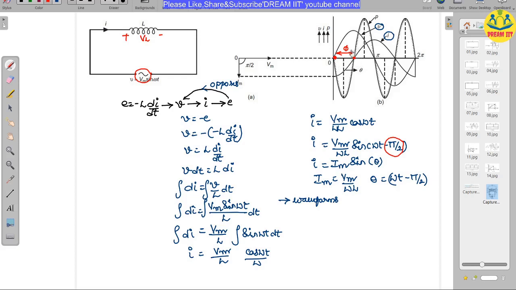So that means what we can say here is that the current was lagging. I can write it as: I is lagging with respect to V. By how much angle is I lagging with respect to V? That is phi. What is this phi called? The phase difference. So with the phase difference phi, it is lagging.